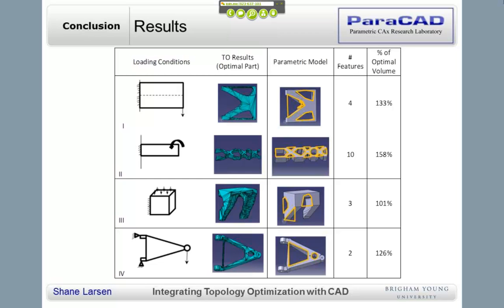The next example was a beam with a torque on the end of it. The optimization is the second picture in. You can see how 10 features fit very nicely to that. Gave him 158% of the design. The third one, which is the example we just went through, he was able to do that with 3 features, come up with 101% of the model.